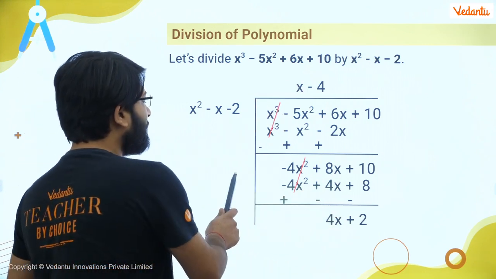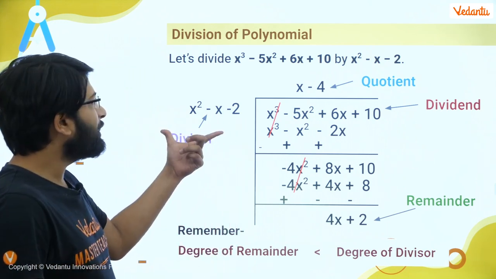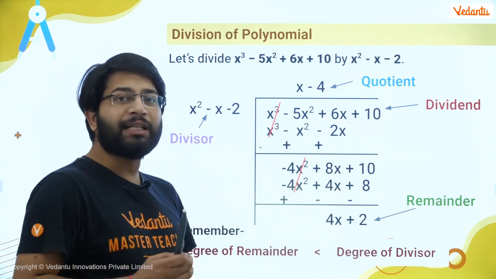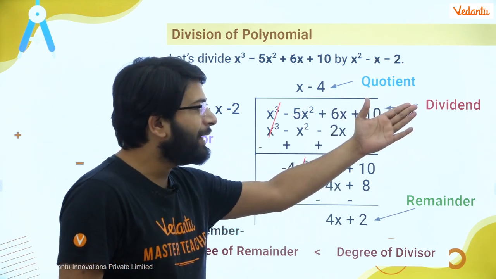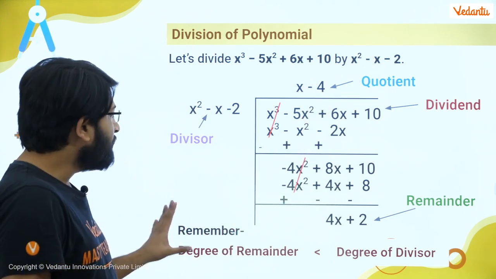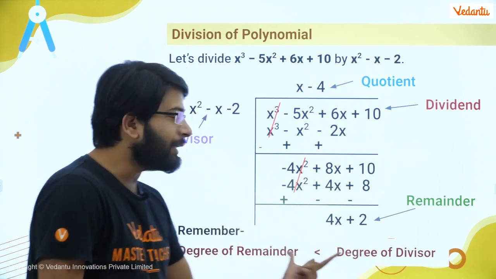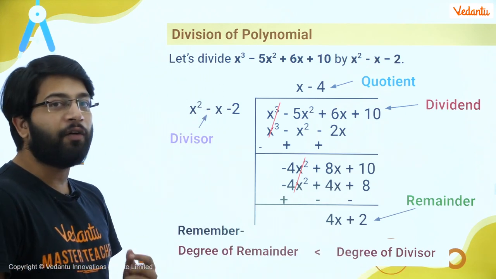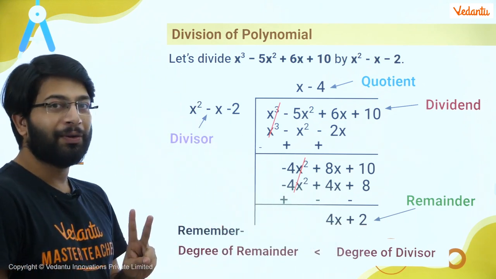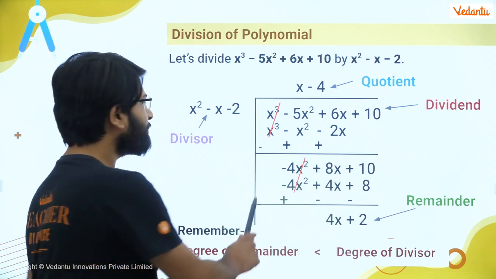So now, champ, let me make you go through the terminology again. Champ, this is known as a divisor, right? By whom you are dividing. The polynomial which is getting divided is known as the dividend. This is my remainder and this is my quotient, right? And one very important thing is what? That the degree of divisor is always greater than the degree of remainder. Like degree of remainder is 1, degree of divisor is 2. So degree of divisor is always greater than the degree of remainder.